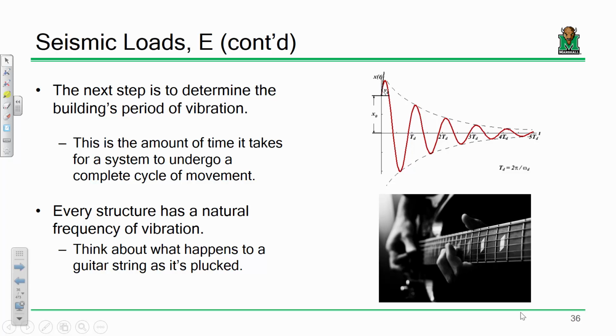Okay. What it's doing is it's undergoing a mode of vibration. Specifically, it's undergoing a mode of free vibration. We call it free vibration because it's vibrating under the presence of no external load. In other words, once your guitar pick leaves that string, it's vibrating all on its own, right? Make sense?